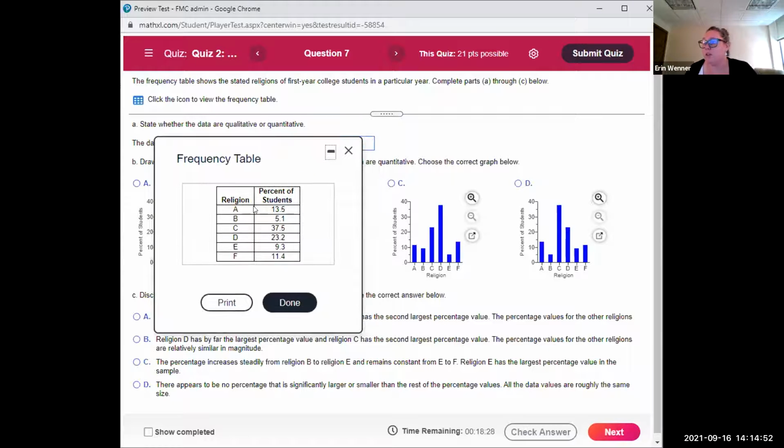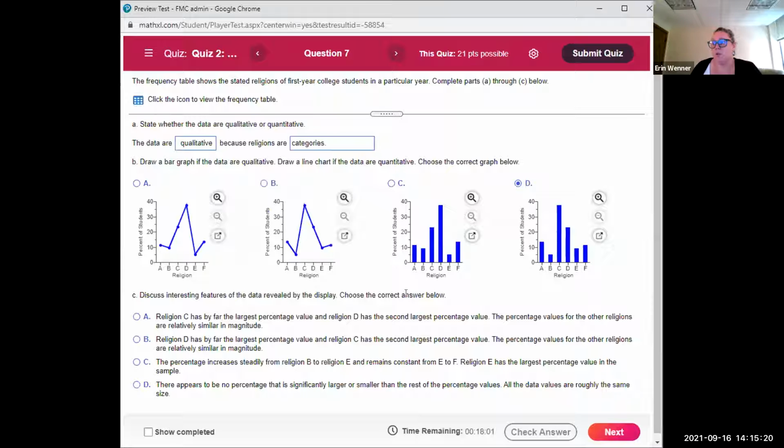So if I look at my table here, A has to be 13.5. This first one doesn't even quite get to 15. It's a little closer to 10. And the second one is far closer to 15. So that's going to be the one that I choose. Again, you want the numbers in the table to match the height of the bar in the graph. So, questions about that one?